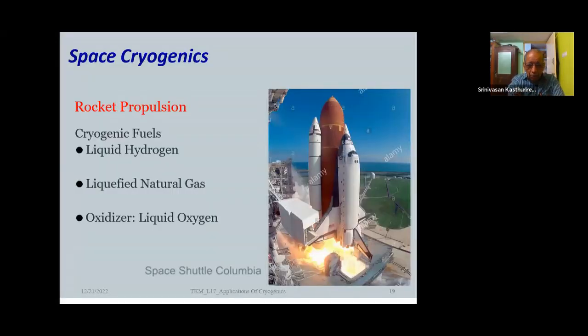Now, this picture you are seeing here is probably from NASA. So you see here the cryogenic fluids being used as fuels and oxidizer, because you can use a hydrogen and oxygen combination. The cryogenic fuels we normally have for rocket propulsion are liquid hydrogen, liquefied natural gas, and liquid oxygen. So this is what people use for rocket propulsion.